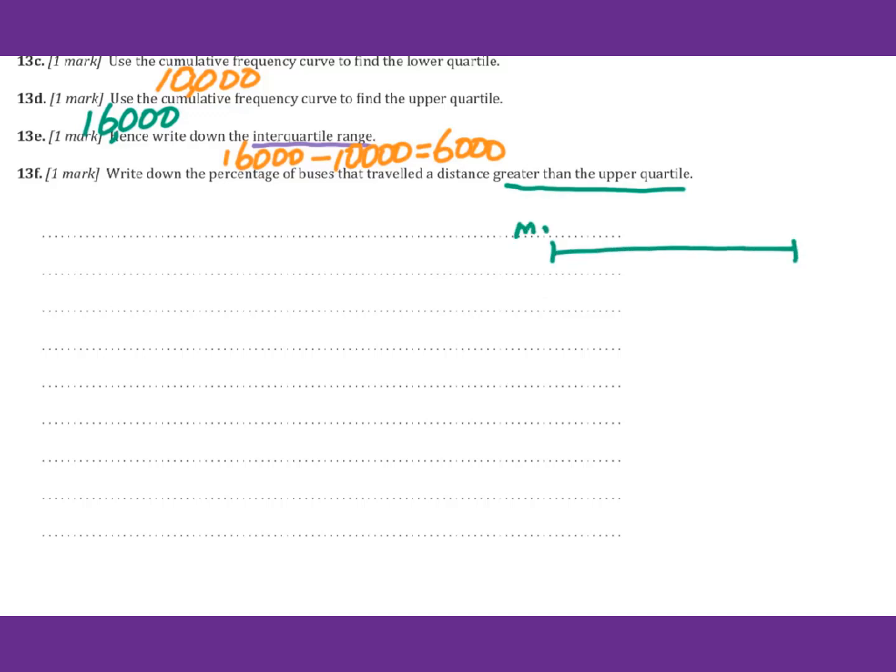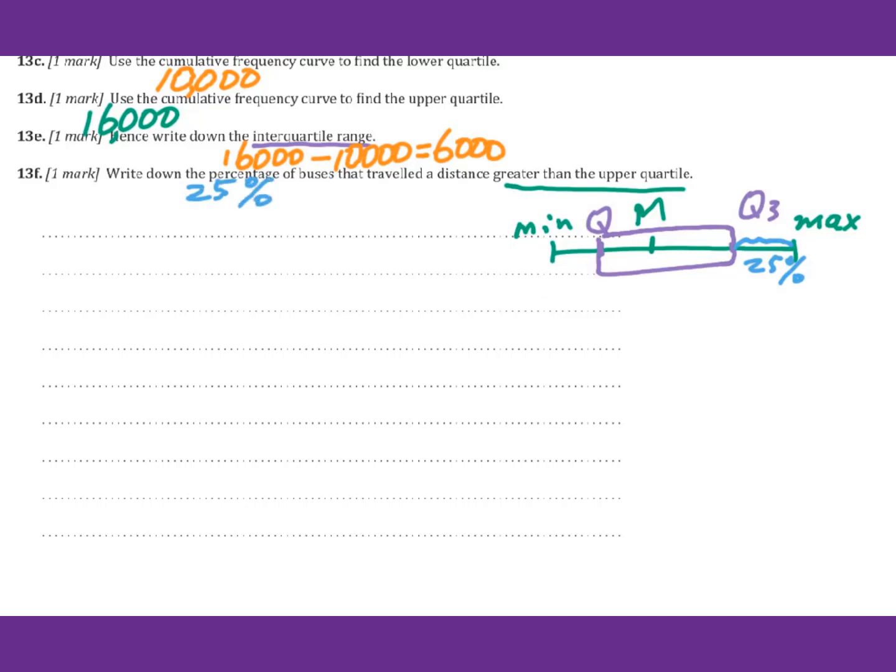Write down the percentage of buses that traveled a distance greater than the upper quartile. We know this is a minimum point. Suppose this is a median. This is a maximum point. And this is a first quartile, and here is a third quartile. We need to figure out the percentage above the upper quartile. That means from here to here. Each one is 25%. Therefore, this will be 25%.